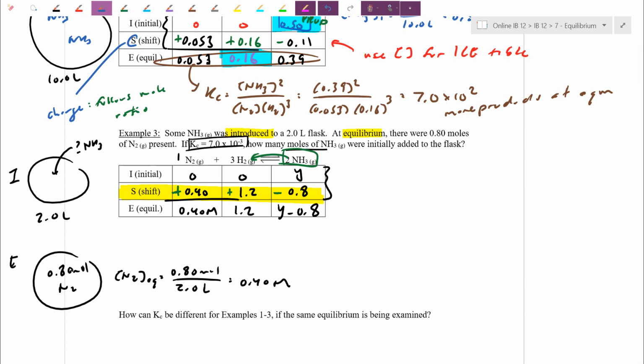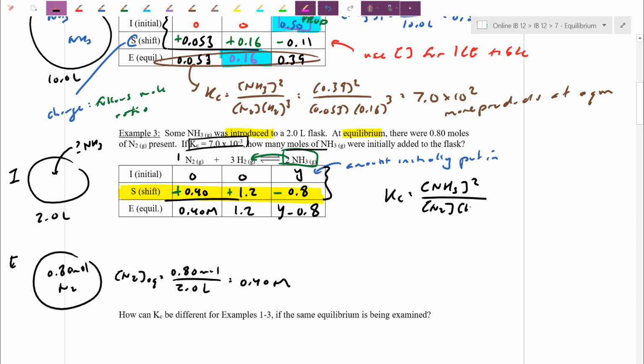So we have Y. Y is the amount initially put in. That's my starting NH3. I started with all products. Anytime you have this equilibrium row, you're ready to actually do the Kc expression. So let's just punch through the Kc expression here. Kc is ammonia squared divided by N2 divided by hydrogen cubed, like that. So I have my Kc value. It's this 7.0 times 10 to the negative 3.